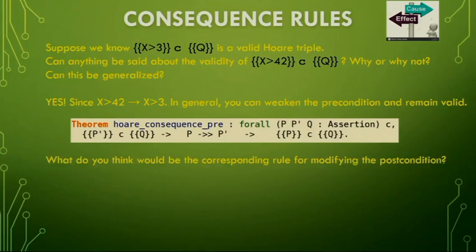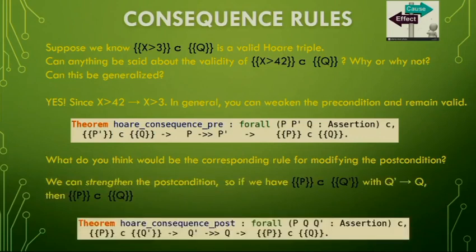So this gives us a way to modify the precondition. How could we modify the postcondition? Can we weaken the postcondition and still have a valid Hoare triple? You guys are shaking your head. So what would we have to do to get an analogous rule where we change the Q? Strengthen the postcondition. Exactly. That's really good.